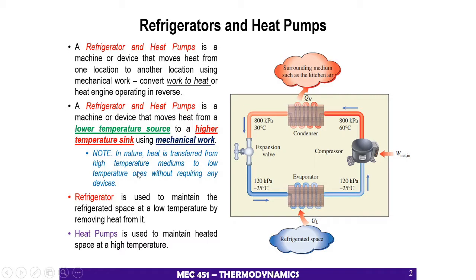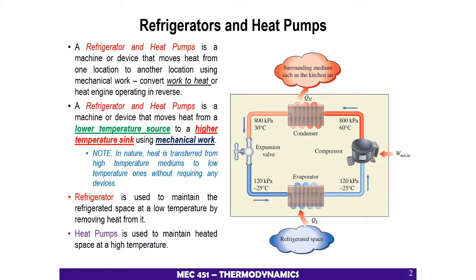In nature, normally we can see or feel that the higher temperature will transfer heat to a lower temperature. So at the end of the day, it will be stabilized, or we call it an equilibrium condition. And a refrigerator is used to maintain the refrigerated space at a low temperature by removing heat from it. And a heat pump is used to maintain a heated space at a higher temperature.